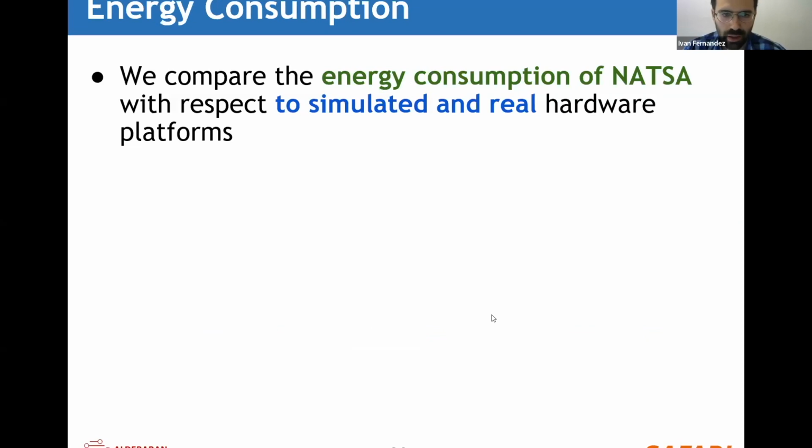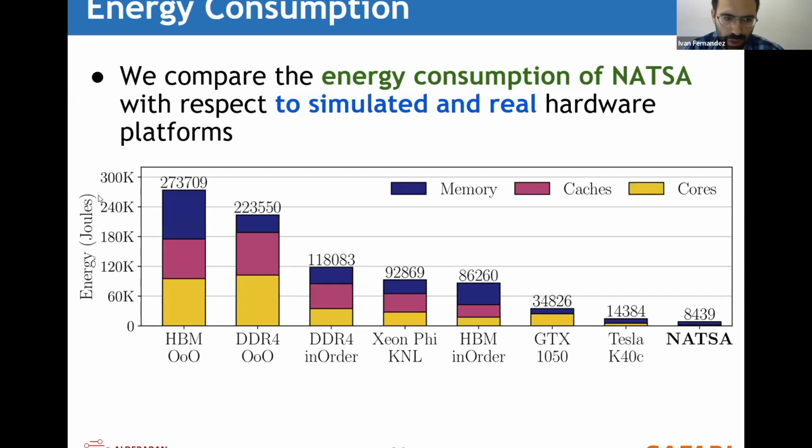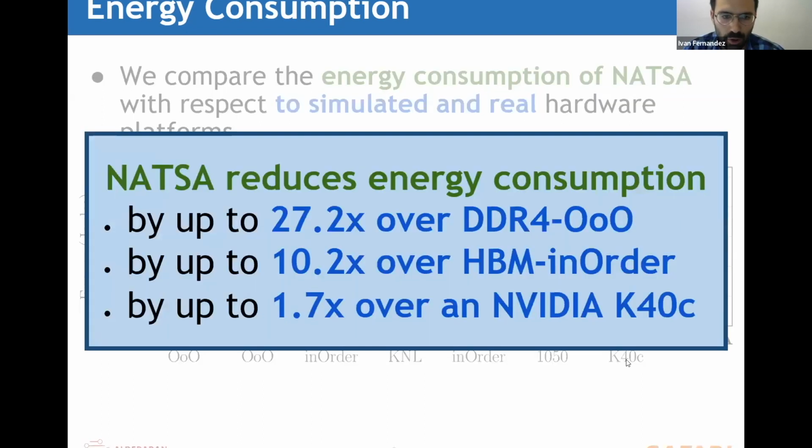Then we evaluate and compare the energy consumption of NATSA with respect to the simulated and real hardware platforms for a particular given execution. In this case, instead of using watts, we measure energy in joules. And as you can see here, NATSA is also the one that requires the least amount of energy. Concretely, NATSA reduces the energy consumption by up to 27.2 times over DDR4 out of order, by up to 10.2 times over HBM in order, and by up to 1.7 times over the NVIDIA Tesla K40C.